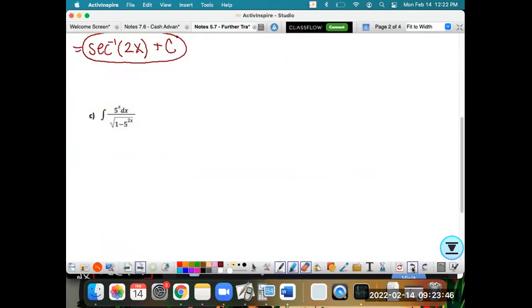All right, and then this last one. I feel like this is a pretty big stretch, but because I have the square root of 1 minus something that has a square in it, I want to say this very loosely looks like the sine inverse derivative.